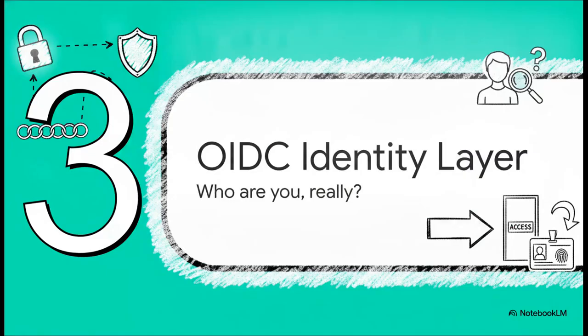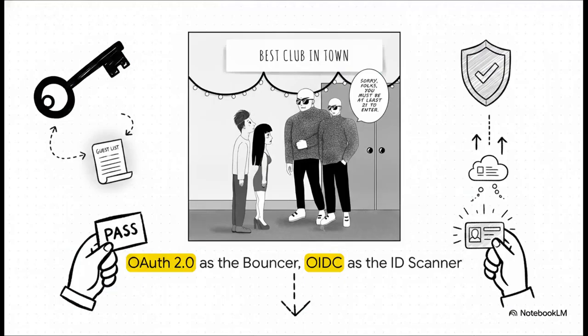All right, Section 3, adding the OIDC identity layer to the mix. Secure access tokens are fantastic, but we have to remember something fundamental about OAuth 2.0. It was built strictly for authorization, meaning it's all about granting access to resources. It was never designed to answer the crucial question, who is actually using the app?